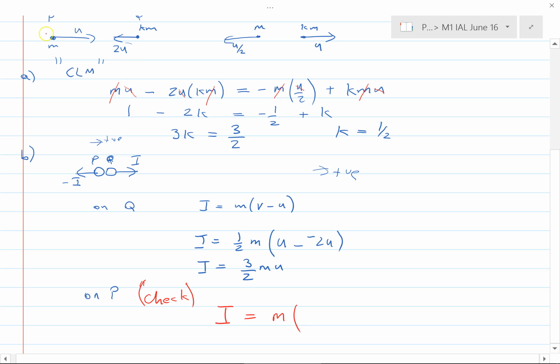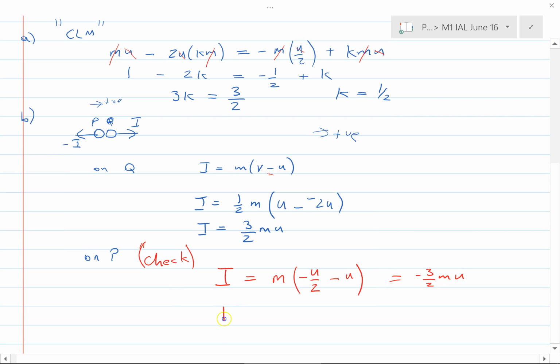Now initially this had a velocity of u, but it finishes off with a velocity of u over 2. The final velocity is u over 2, but it's going in the opposite direction, so hence minus u over 2. Take away, because that's what's in the formula, u. So that gives me minus 3 over 2 mu, and it's negative because it's going in the opposite direction.